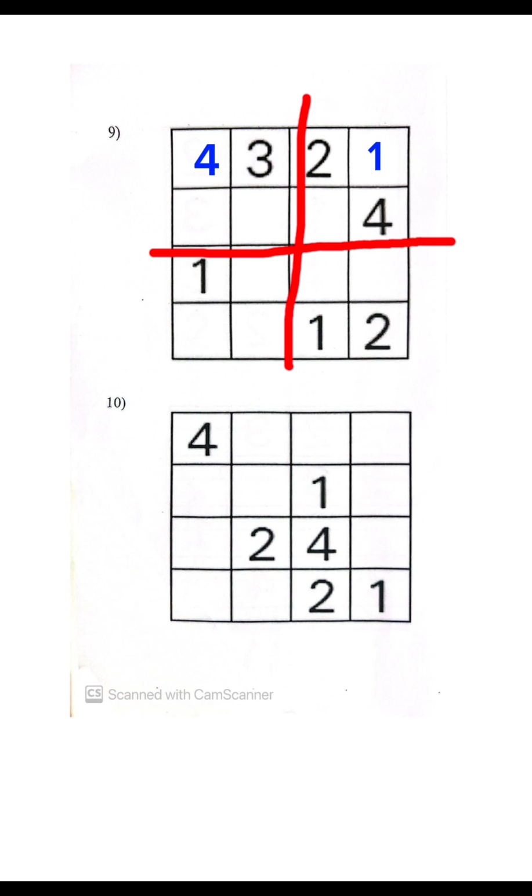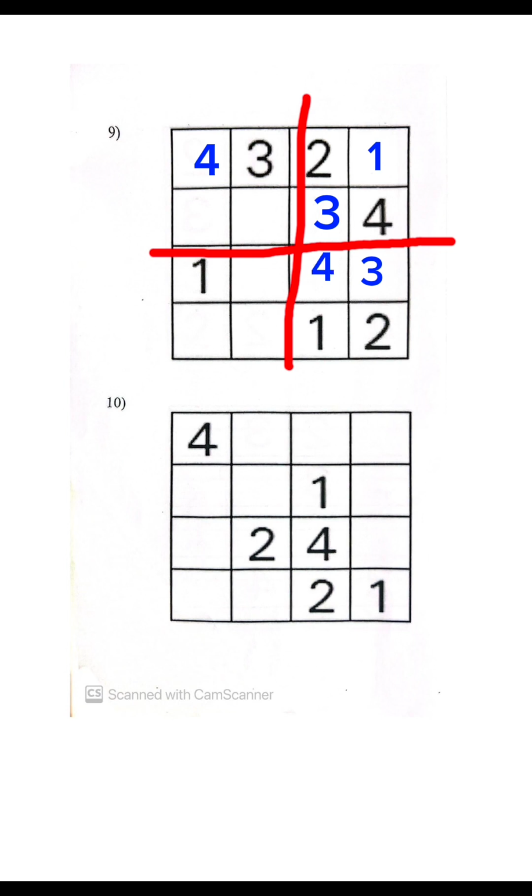Now in column 4, we have a missing number, which is 3. Now in subgrid related to row 1, 2, and column 3, 4, we have 3 numbers, 1, 2, and 4, so the missing number is 3. Stay in the same column, we have the missing number 4.